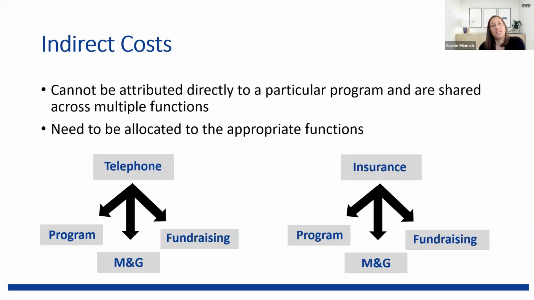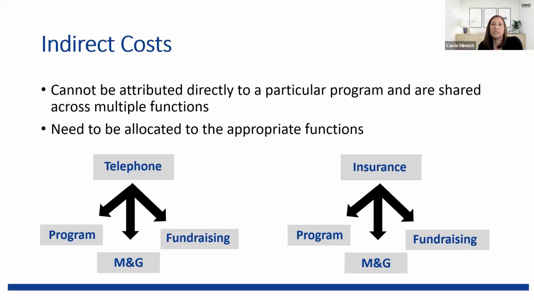We also have indirect costs, and this is where it gets a little bit more confusing and takes a little bit more work. Indirect costs cannot be attributed directly to a particular program. They are shared across multiple functions. So for example, your telephone costs. More than likely, you're going to use the telephone for multiple different functions. Sometimes you'll use it related directly to program. Some of it will probably be for raising funds or thanking donors. Other times it will be management in general.